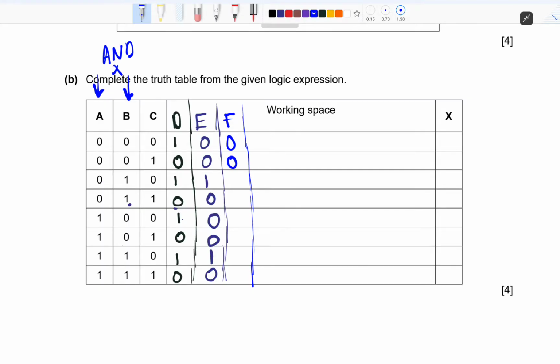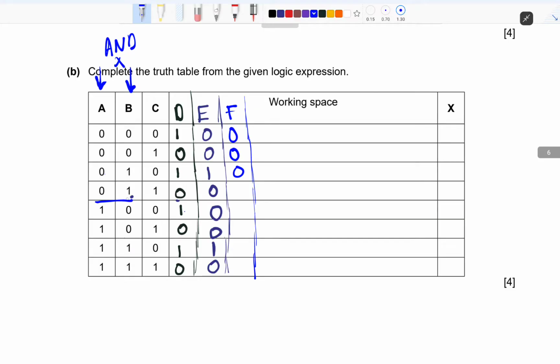So here, 0 times 1 is a 0. Here we are doing these two. So 0 times 1 is 0. Whenever you multiply by 0, you get a 0. 1 times 0, 0. 1 times 0, 0. 1 times 1, 1. And 1 times 1 is a 1.